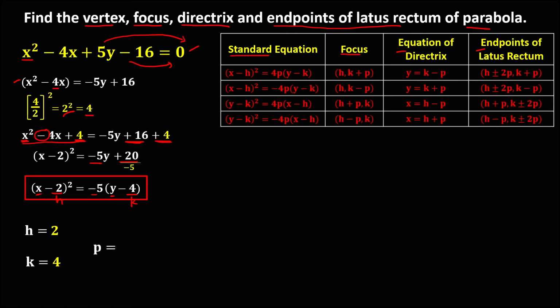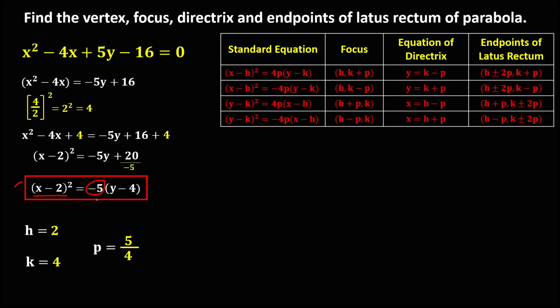And to solve for p, just take this number outside, ignore the sign, so we have 5. Then we need to divide this by 4 from the formula, that's 4p. So always divide by 4 to solve for p. So p is equal to 5 over 4, and take note that p is always positive. That's why we ignore the sign. So we now have the three values, h, k, and p.